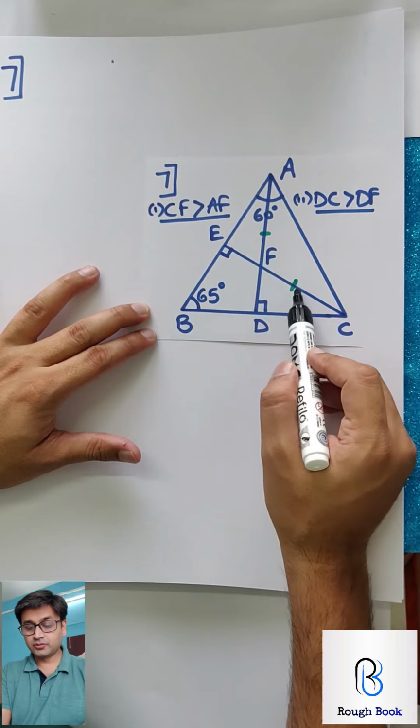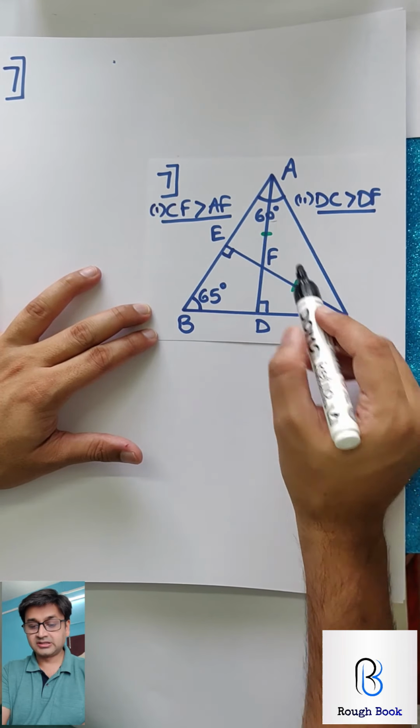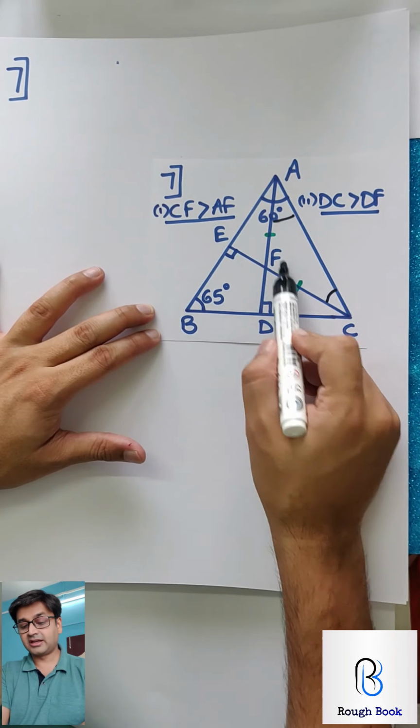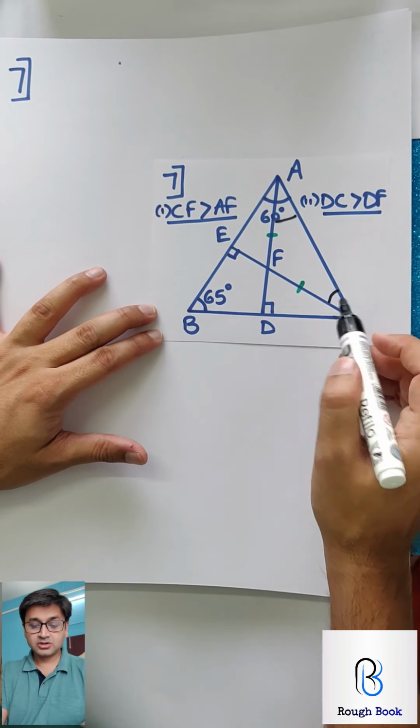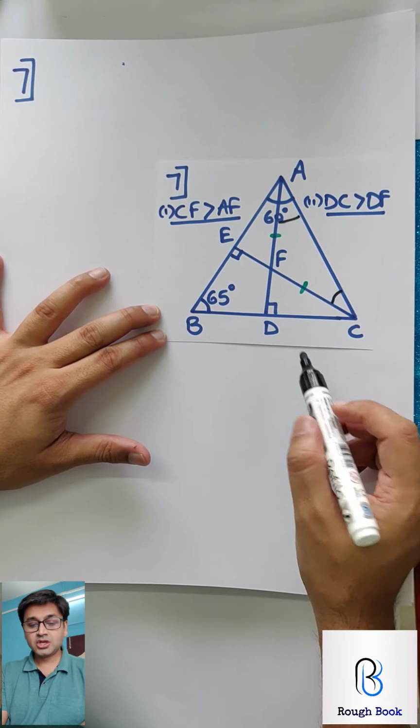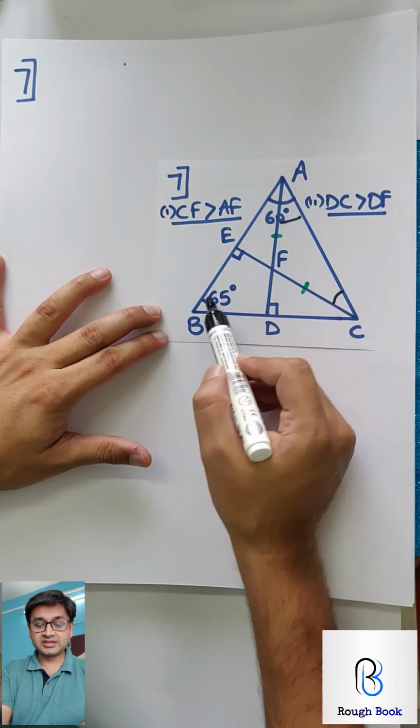To compare these two, I'll have to find these two angles here, 1 and 2. Only once I get these two angles, I can compare these two sides. So how will I get these two angles? Think. So first, I know 60 and 65.